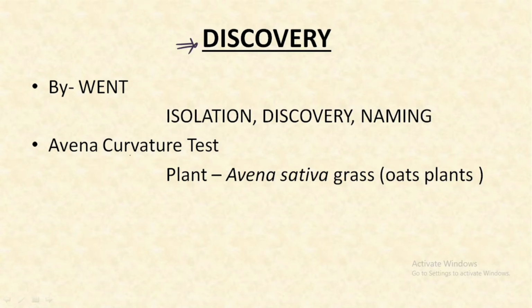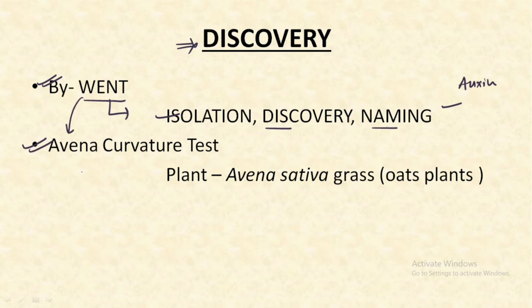There were many experiments done by various scientists, but the most important experiment to focus on is by the scientist Went, and the isolation, discovery and naming credit for the hormone auxin goes to him. He created a test that is popularly known as the Avena curvature test, in which the plant used was Avena sativa. It is a type of grass, the oats plant. So let's quickly discuss the experiment.